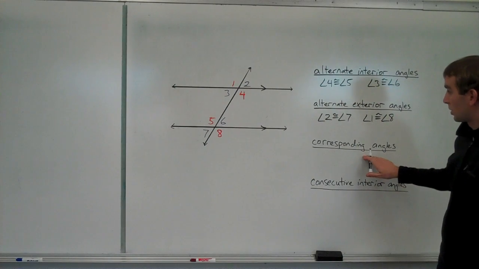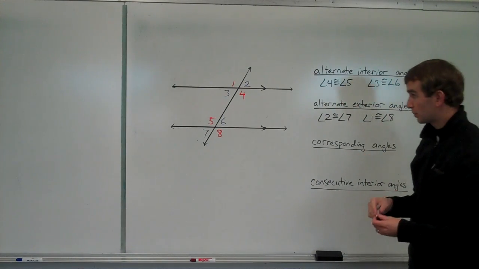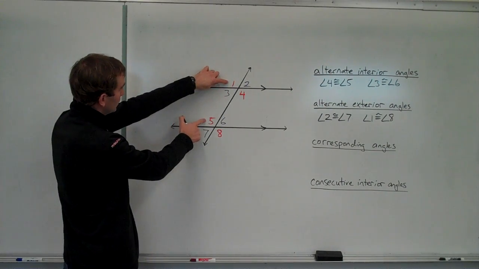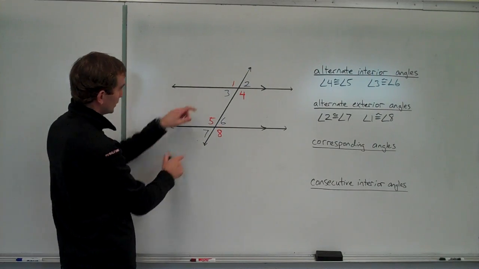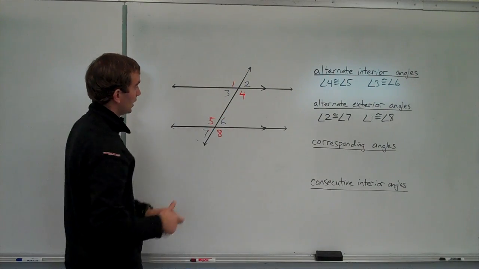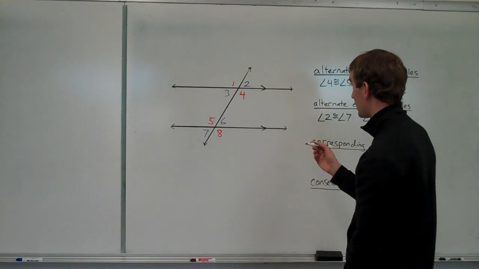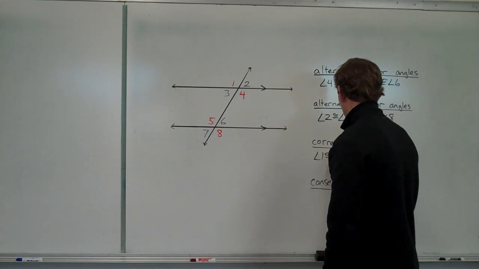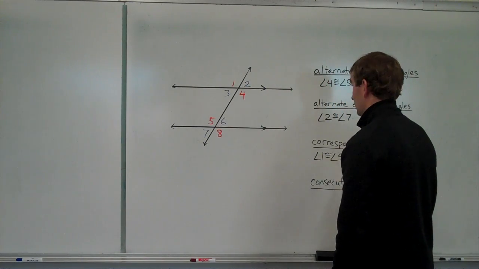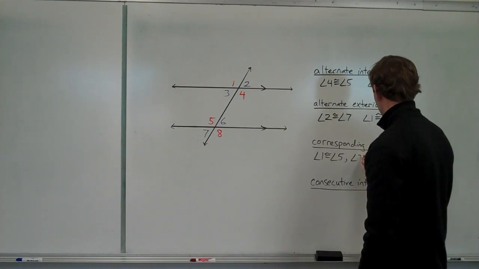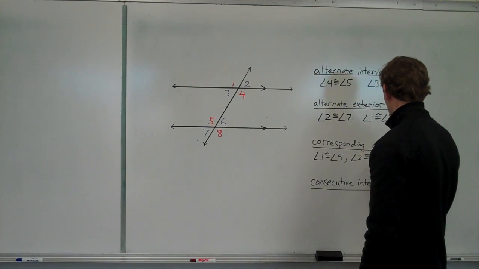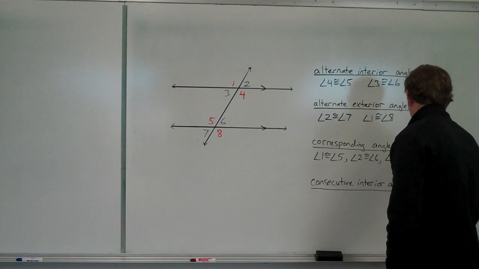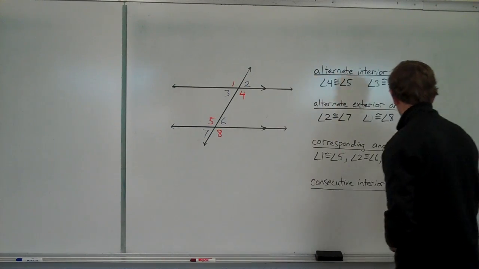The next angle pair relationship are corresponding angles. Corresponding angles are going to be angles, for example, 1 and 5, or 2 and 6, or 3 and 7, 4 and 8. And those will also be congruent to each other. So we have 4 pairs of corresponding angles. Again, angle 1 is congruent to angle 5. Angle 2 and 6. Then angle 3 and 7. And 4 and 8.